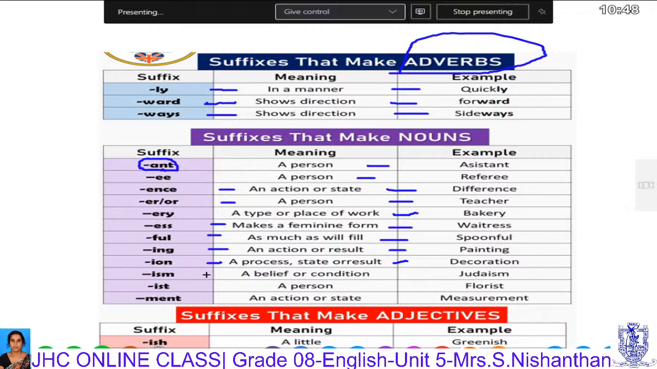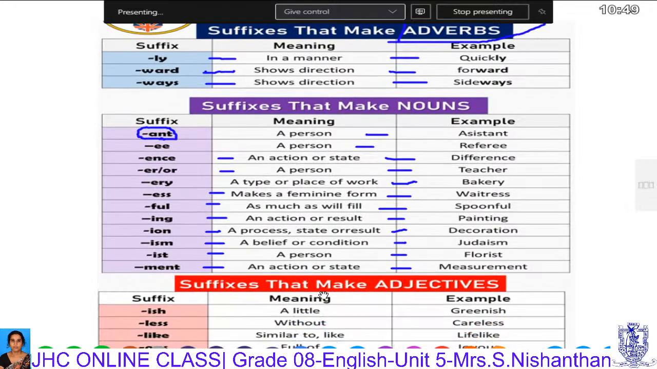And ISM a belief or condition. Judaism, Hinduism, religion, a belief. Right. And IST also says a person who is professional in something. IST: florist, artist, scientist, right? IST, a person. MENT, an action or state. Measurement, right?